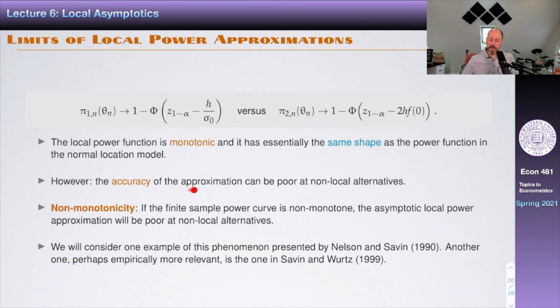However, the accuracy of the approximation can be poor at non-local alternatives. It's funny, because even though in the name we have the word local, you would be surprised how often people forget that this is something that is approximating something locally. Otherwise, it would be called power approximation. But this is something that is intended to work well for values of theta that are close to the null. Why? Well, because that's how we did the approximation. We took a theta n going to 0, right? That's what we're supposed to be approximating.